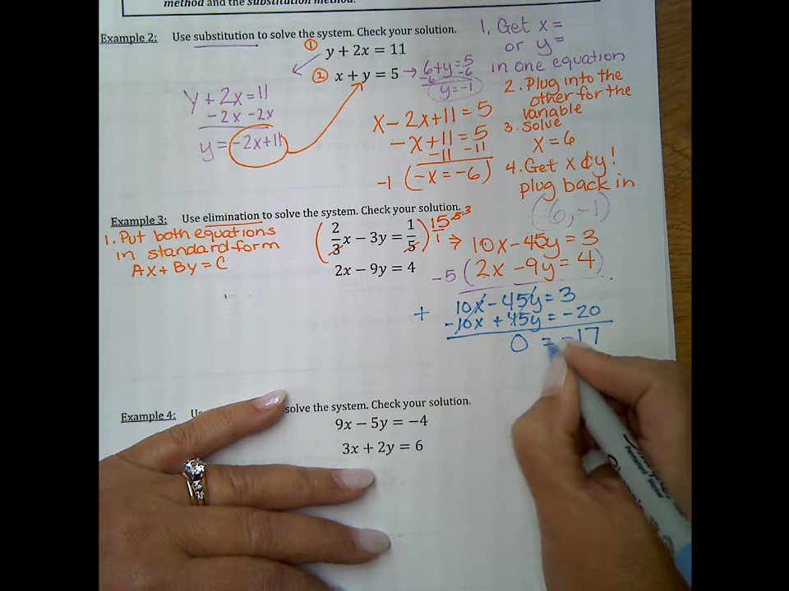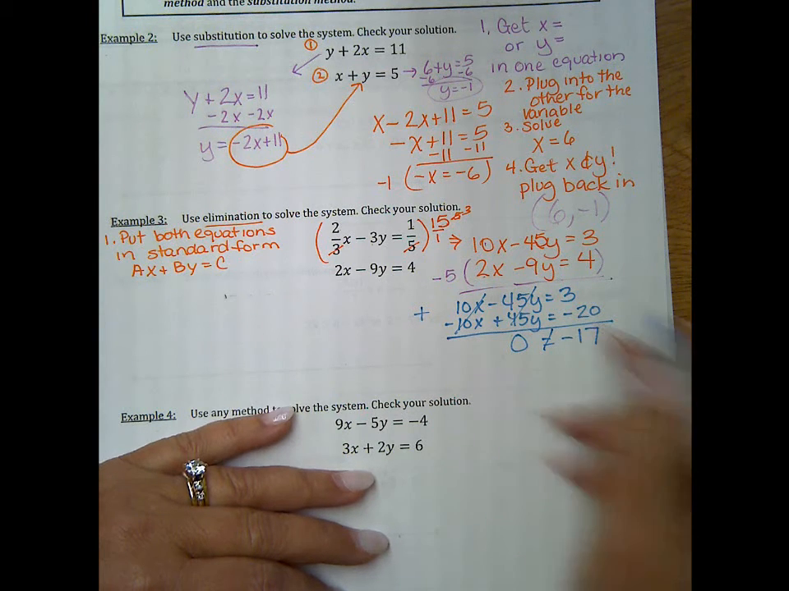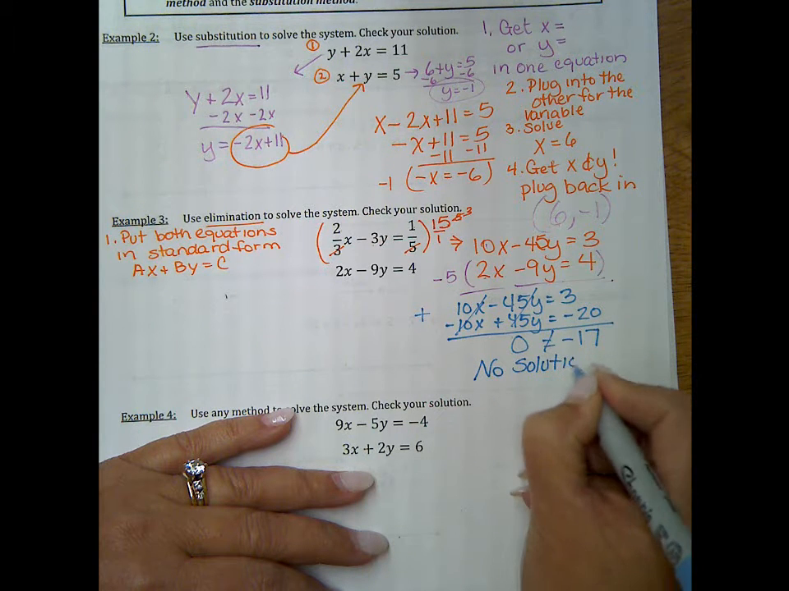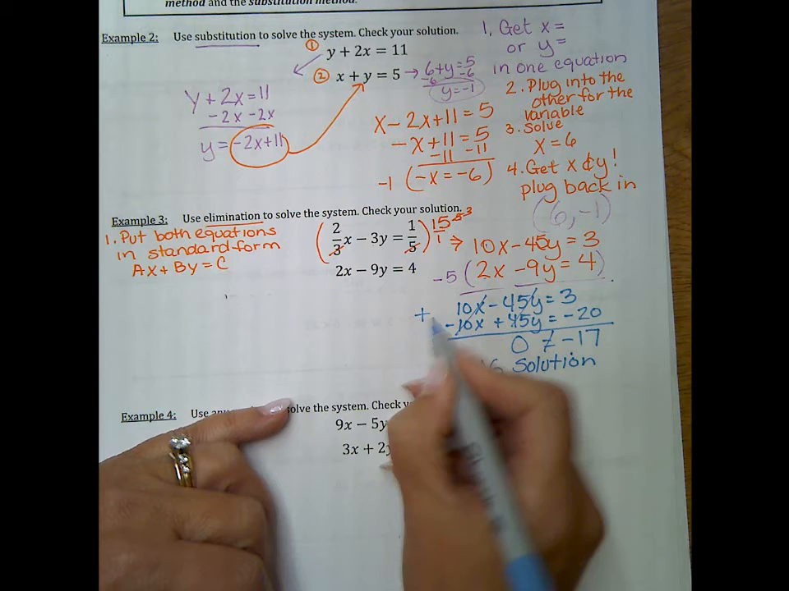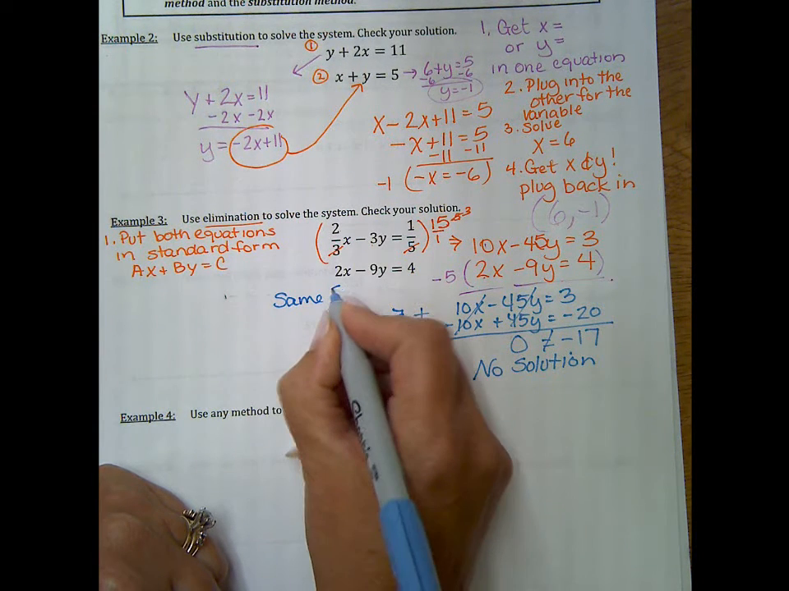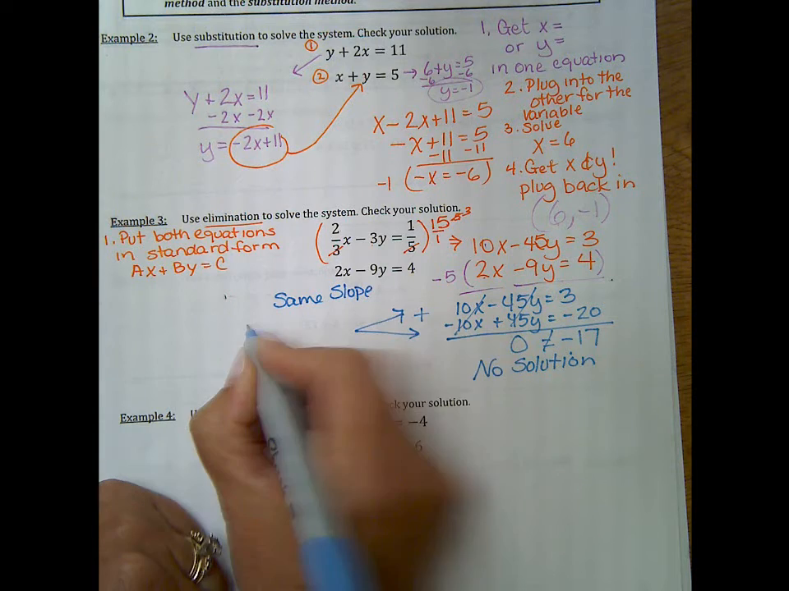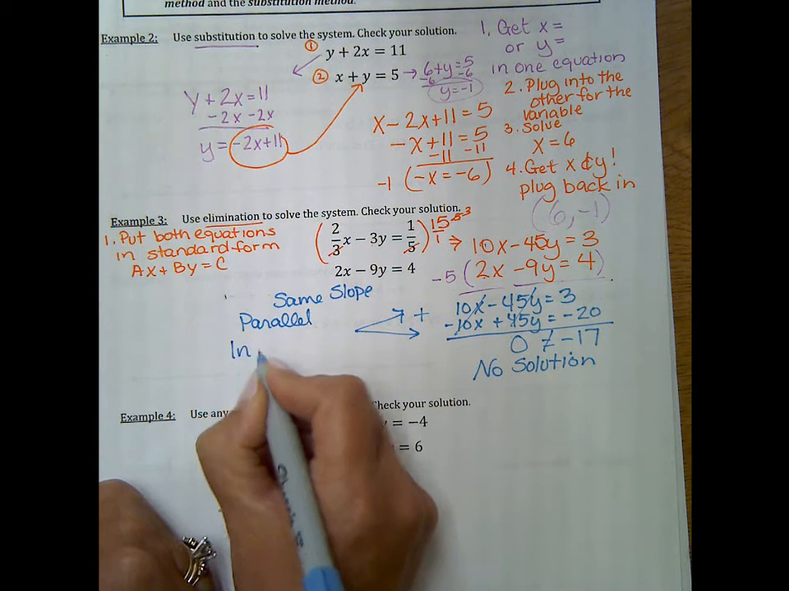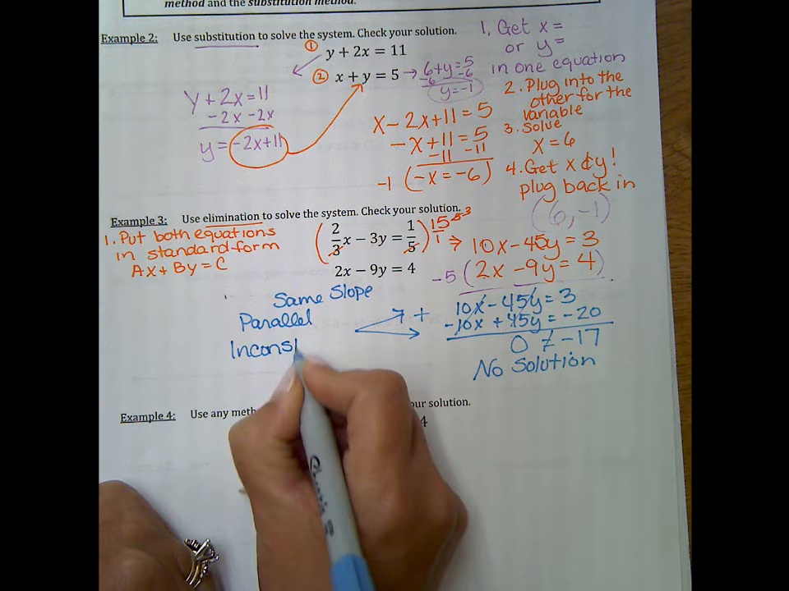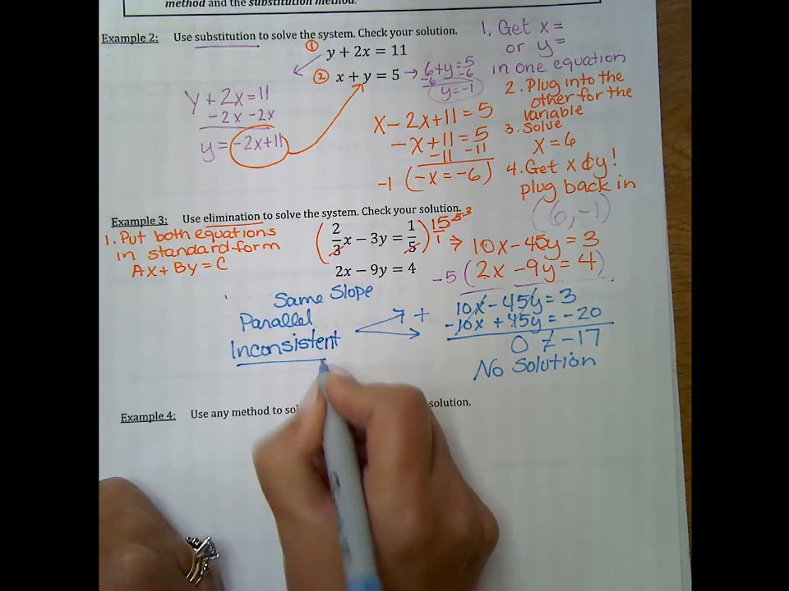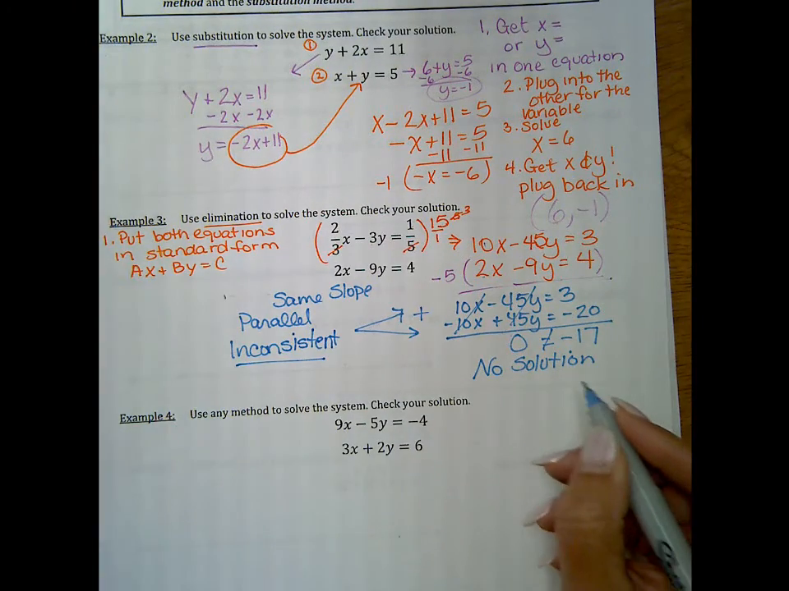Well, 0 is never equal to -17, so there is no solution, which makes sense for what I was saying earlier. These are parallel lines, same slope, which means they're inconsistent. No solution. So you can write it as inconsistent or you can write it as no solution.